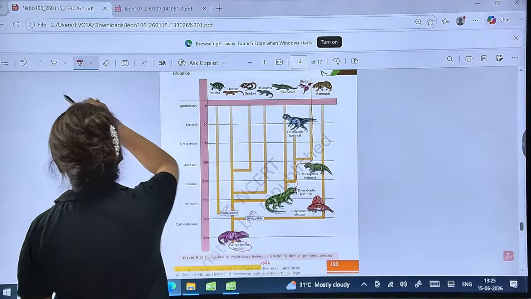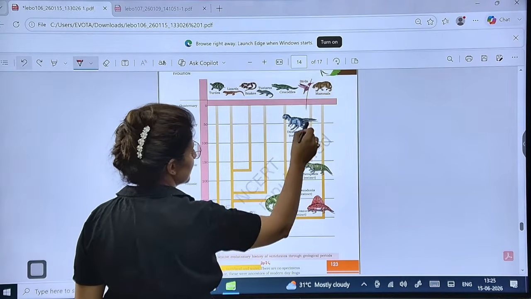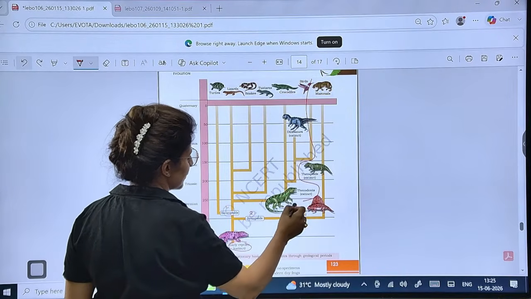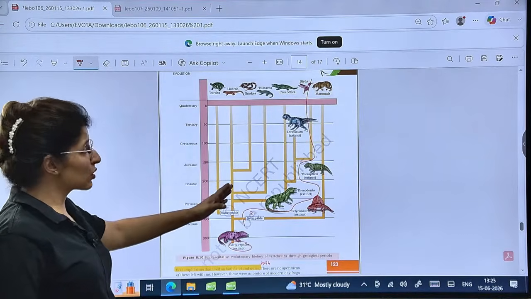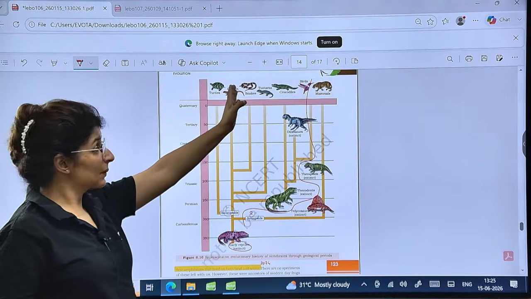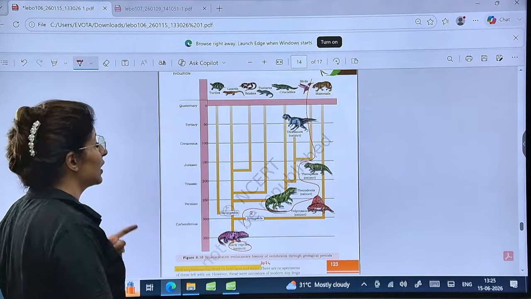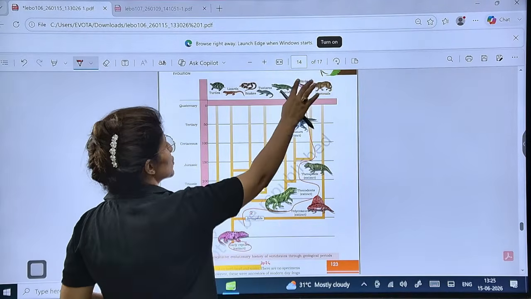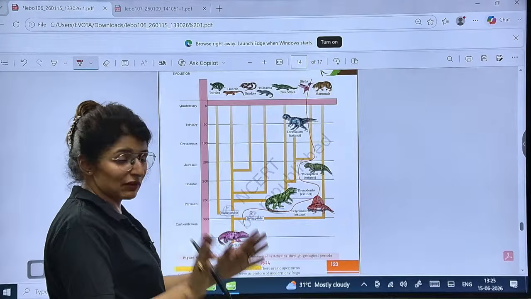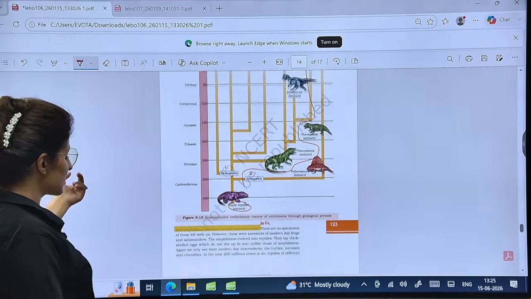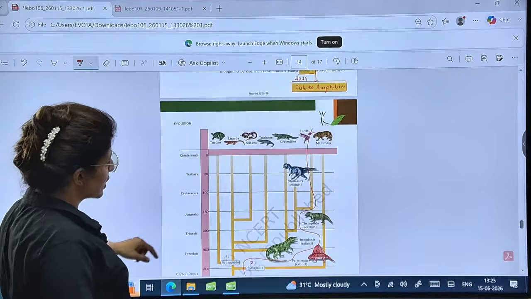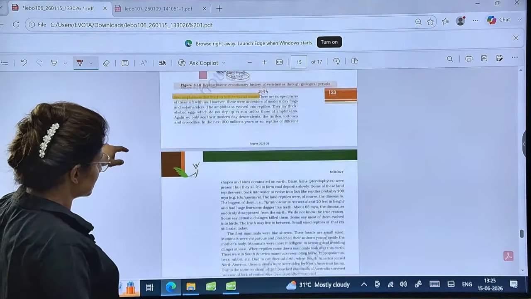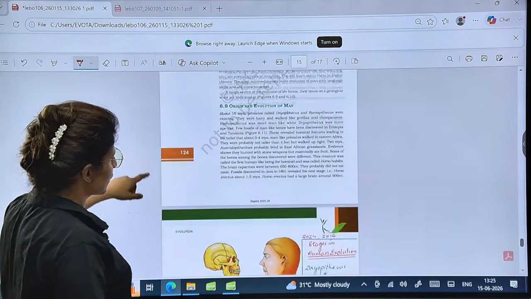Is that clear? So this is from synapsids, and sauropsids gave rise to other reptiles and birds. That is why we say reptiles gave rise to birds and mammals. So there was a parallel evolution taking place. The first amphibians that lived on both land and water were from lobe fins. Is that clear? Now coming to the origin of man.